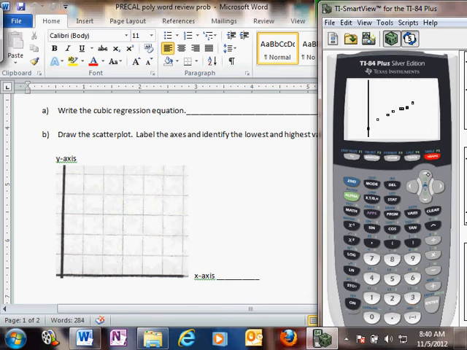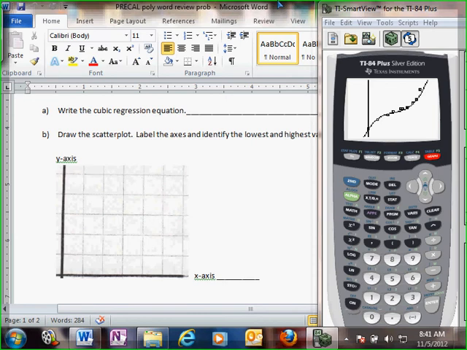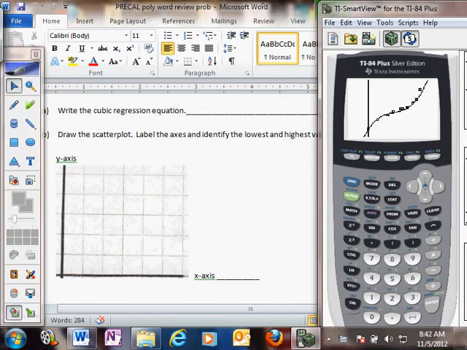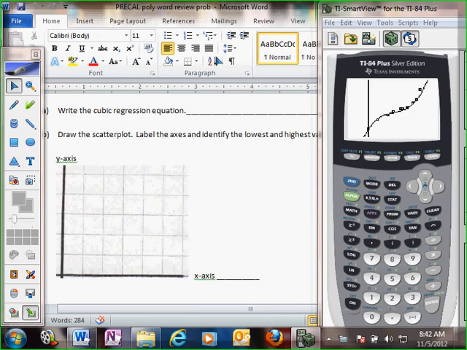Now graph it, and we'll see that cubic function going almost right through every point there. So that looks like a pretty good fit. Okay, so now you would record right here what your cubic regression was.